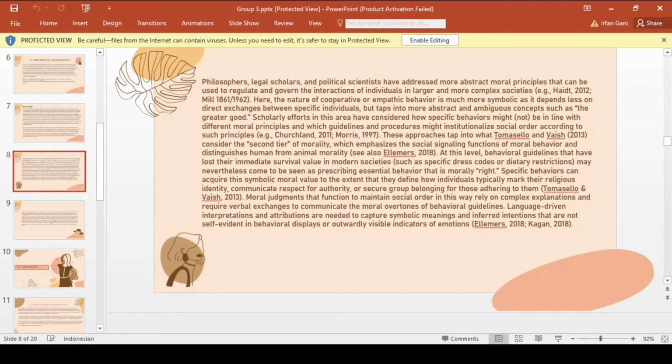Moral judgments that function to maintain social order in this way rely on complex explanation and require verbal exchange to communicate the moral overtones of behavioral guidelines. Language-driven interpretation and attributions are needed to capture symbolic meaning and infer intentions that are not self-evident in behavioral displays or outwardly visible indicators of emotion.